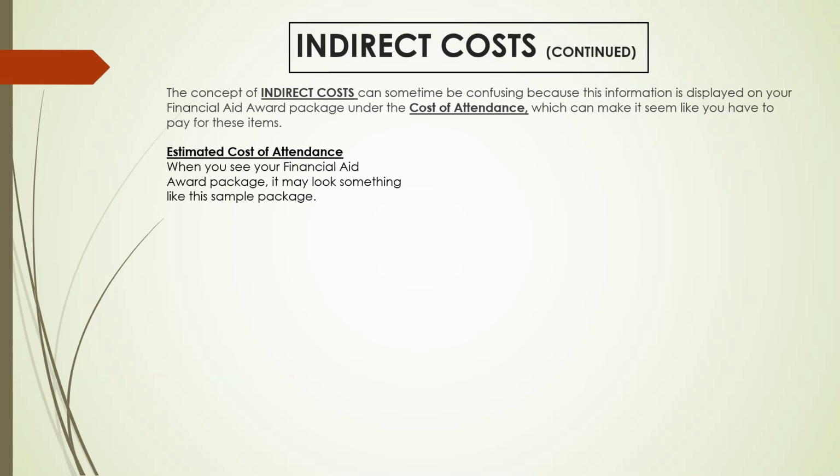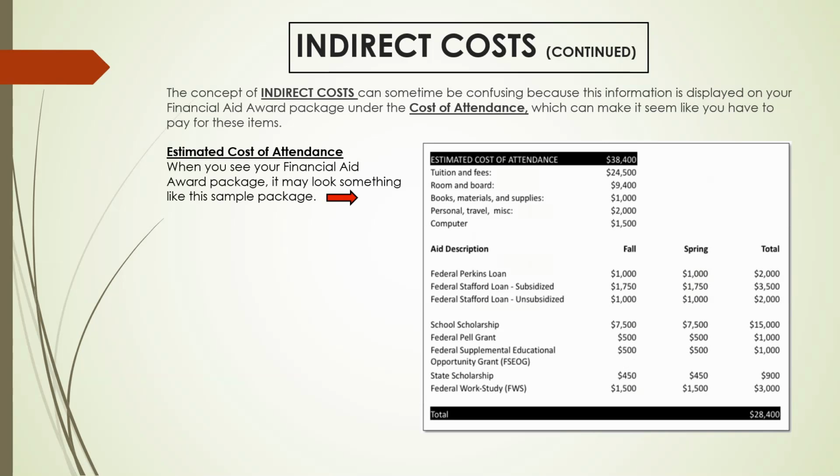So when you receive your financial aid award package, it may look something like this sample package here. So your estimated cost of attendance is $38,400. Your direct costs, your tuition fees, room and board, come to $33,900. And then your indirect costs, books, materials, supplies, personal travel, and computer, come to $4,500.